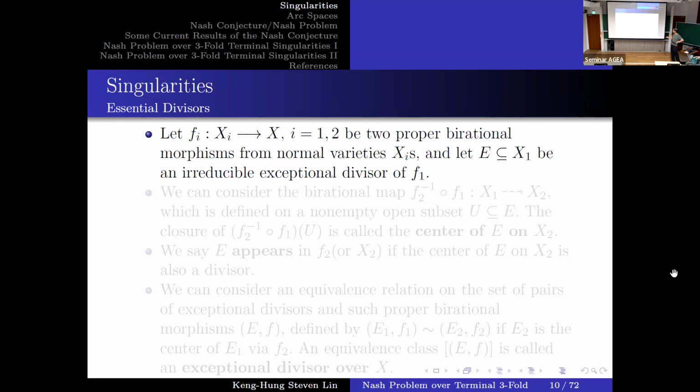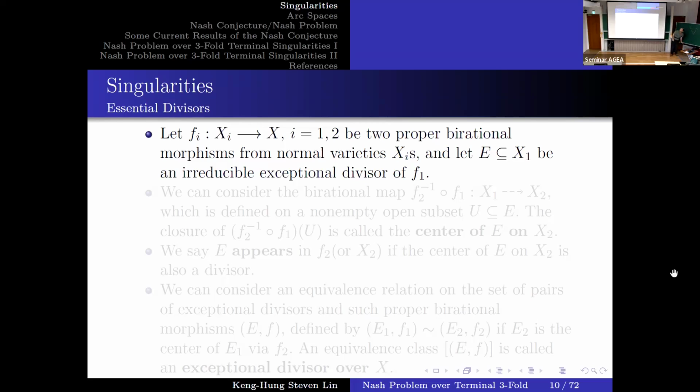All right. So let me briefly formalize this concept. What does it mean that divisors appear on other resolutions? Let's consider two proper birational morphisms from X1, X2 to our singular variety X, say F1 and F2, and right now we have this scenario: X1, X2, with F1 and F2. Assume a divisor E surviving on X1.